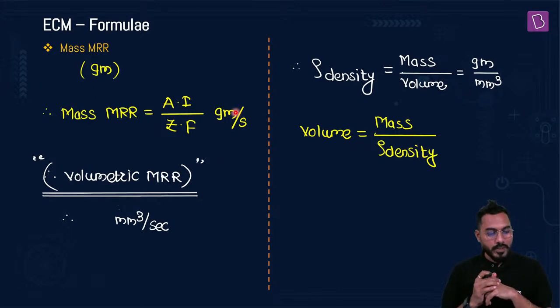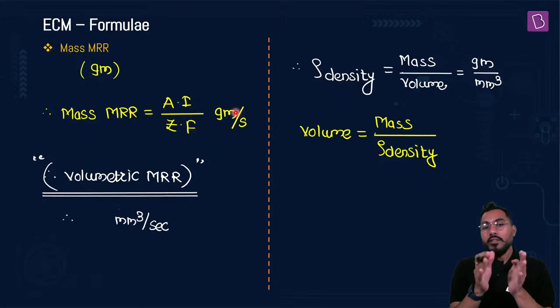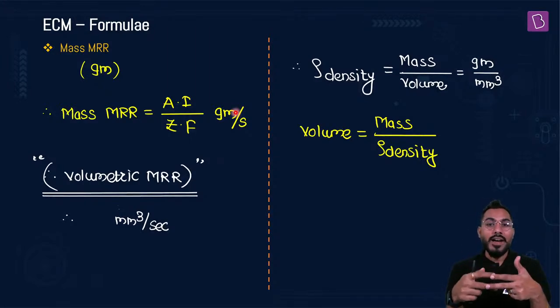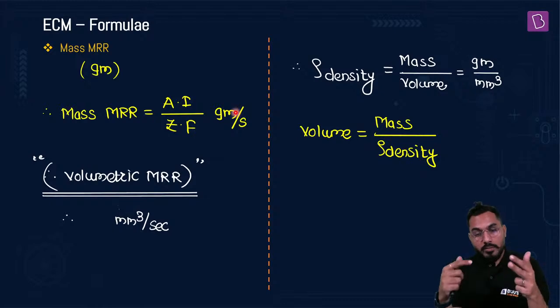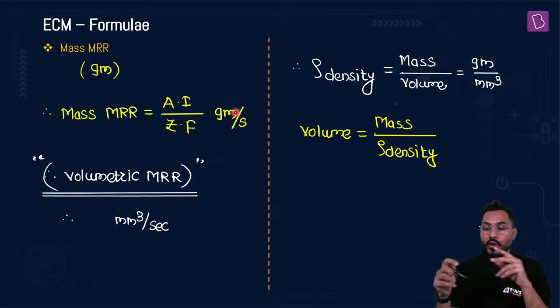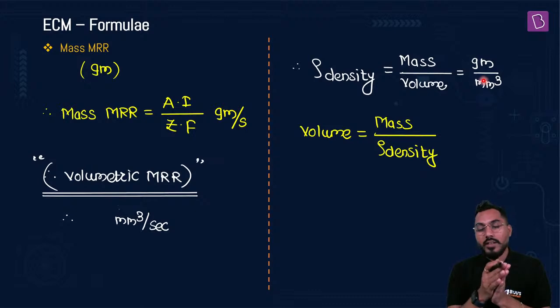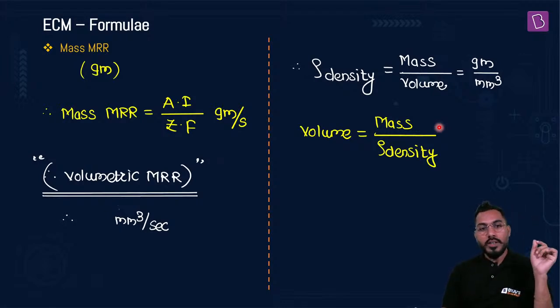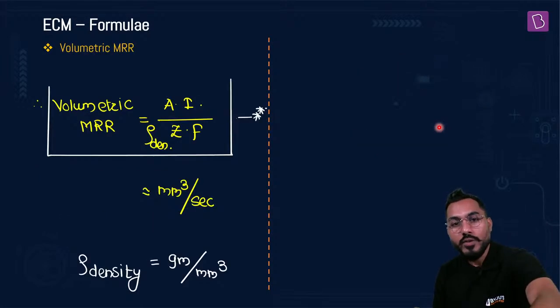Yes, fine. So we are going to solve a numerical now. Whenever a question is coming, there might be chances that it directly mentions to calculate mass material removal rate, or sometimes to calculate volumetric MRR. For calculation of volumetric MRR, we discussed that mass material removal rate divided by density is exactly equal to volumetric MRR. Is it okay? So till now we have discussed this. I hope you are understanding this.